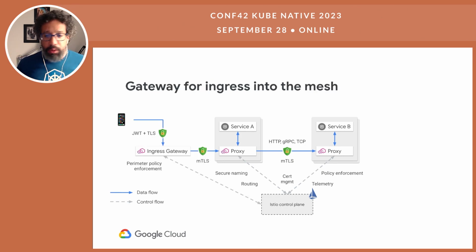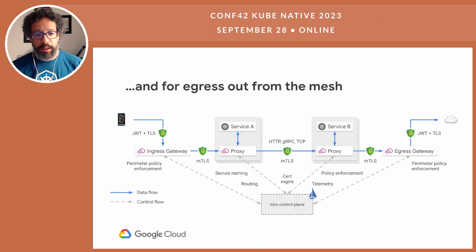It also has a set of what we call special proxies. One of them is the ingress gateway, and the other one is the egress gateway. They are just standalone Envoy proxies that also are configured through the control plane. One of them is used for ingress, so traffic coming from outside the service mesh to inside the service mesh, and you can also use it to enforce some policies on the perimeter. And then the egress gateway is used for traffic leaving the service mesh, which also can be used to implement some policy enforcement.